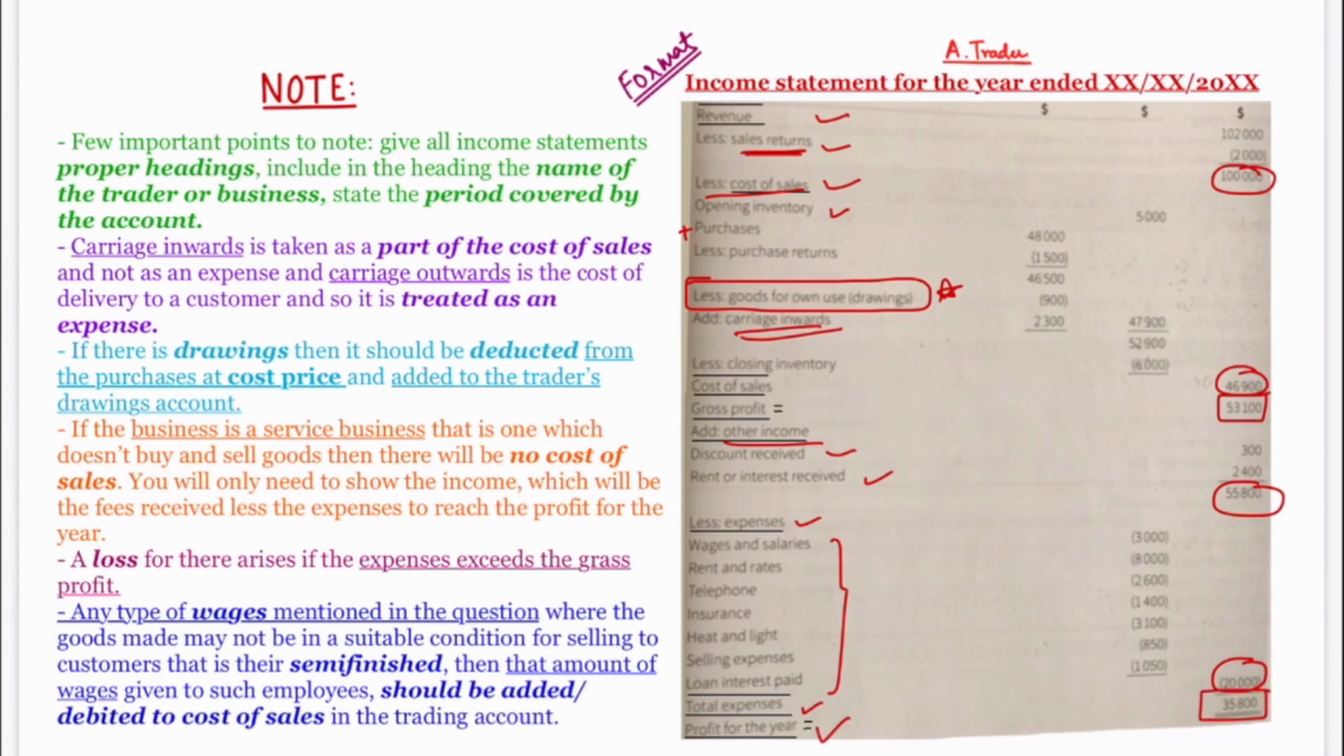Now let's see some of the important pointers. A few important points to note while making the income statement. Remember to give proper headings. Include in the heading the name of the trader or business and also state the period covered by the account. Now this is important, and in case you don't write it in your exam, then they may cut your marks. So definitely don't miss this. It includes the name of the trader or business and the heading income statement for the year ended, and this will be the date.